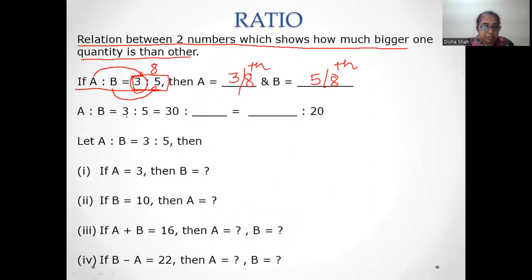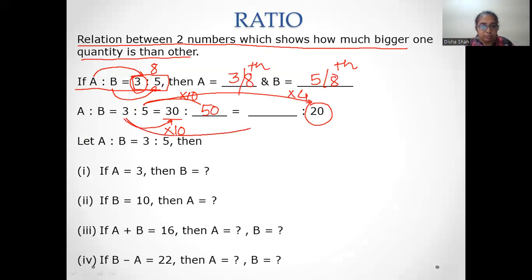So if A by B is 3 by 5 and if the value of A becomes 30, it means 3 has become 30. कैसे 3 का 30 हो गया? Because मैंने 10 से मल्टीप्लाई किया. That case 5 को भी 10 से मल्टीप्लाई करना पड़ेगा. So you get this 3 by 5 is also equal to 30 by 50. Now if 5 becomes 20, for example, the value of B here is 20, it means 5 का 20 हो गया. 5 का 20 कैसे हो गया? आपने 4 से मल्टीप्लाई किया. 3 को भी 4 से मल्टीप्लाई करना पड़ेगा. 3 into 4. This is how we did.